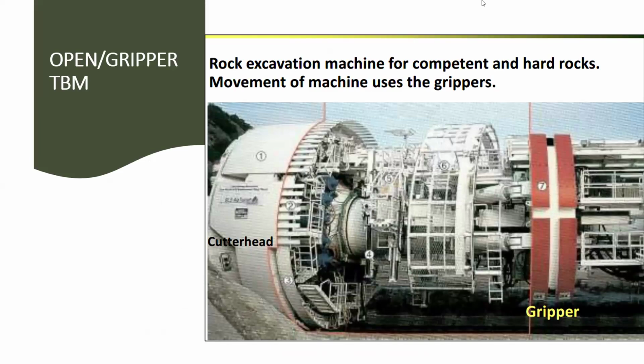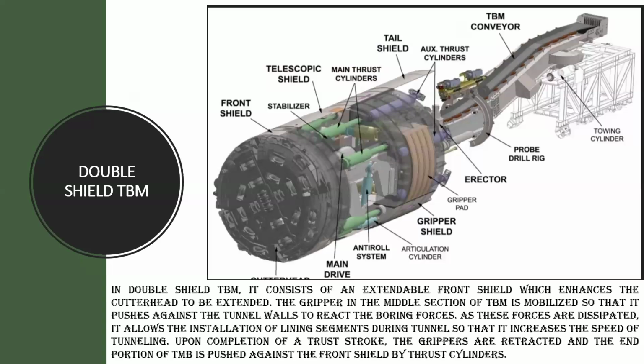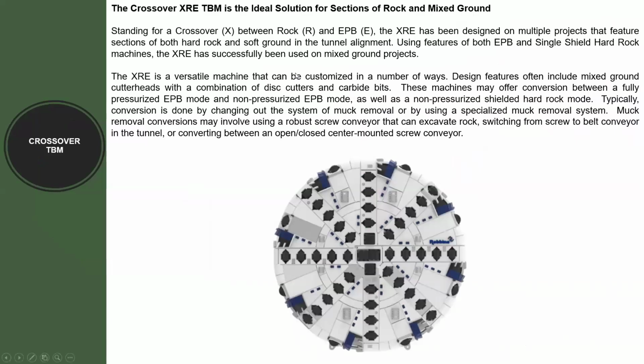Now, this I have already explained. This is the open TBM. This is the single shield TBM and this is the double shield TBM. Now I come to the crossover TBM. The crossover TBM is the most advanced TBM we are using now.